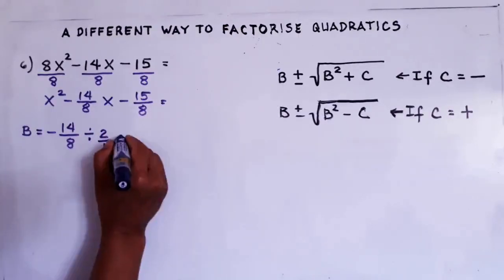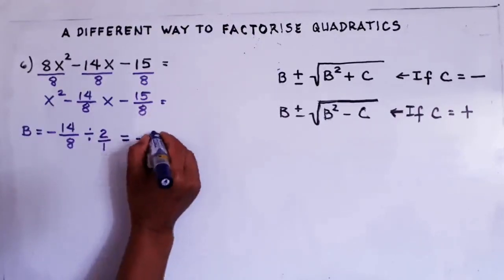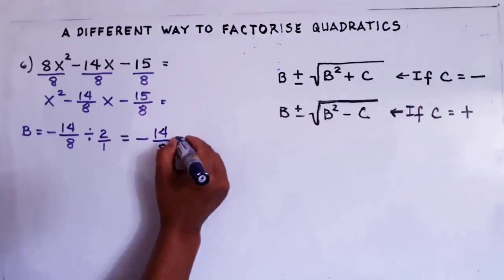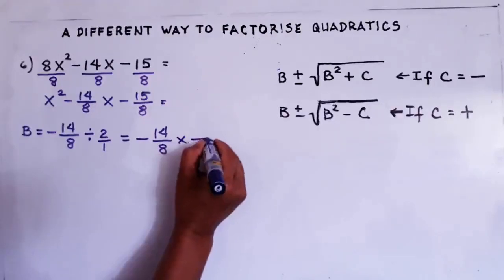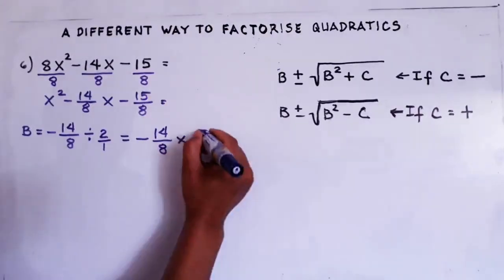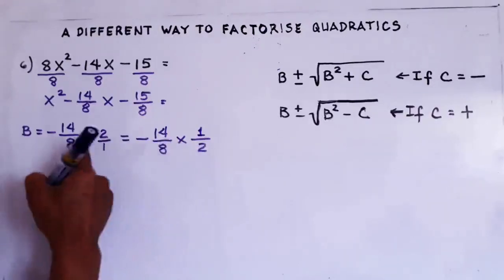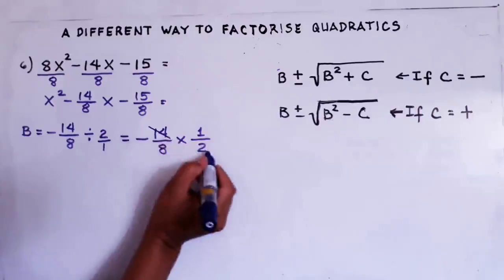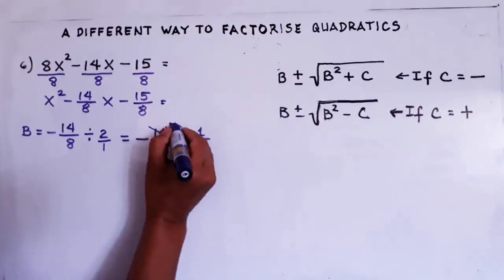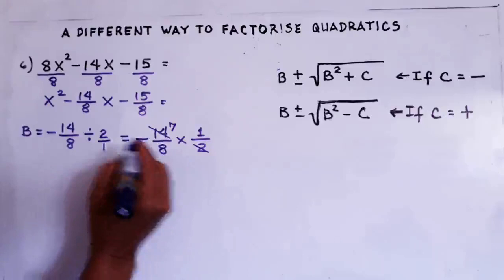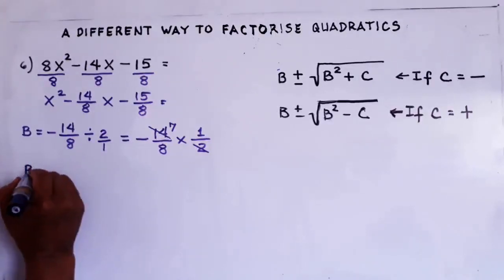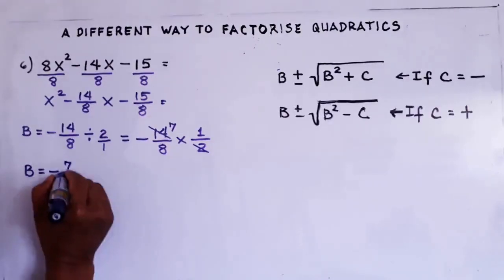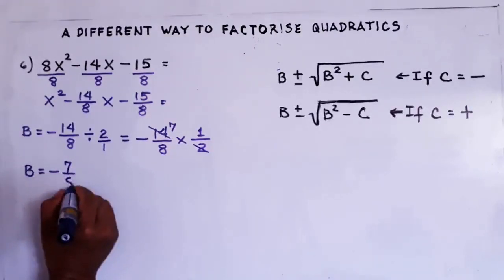If I'm going to write again, it will be negative 14 over 8 times, now, the 2 will go down and the 1 will go up. It's times division. Now we can cancel here the 14 and the 2, and we have a 7 there. So what is the value of b after dividing it by 2? It's negative 7 over 8.